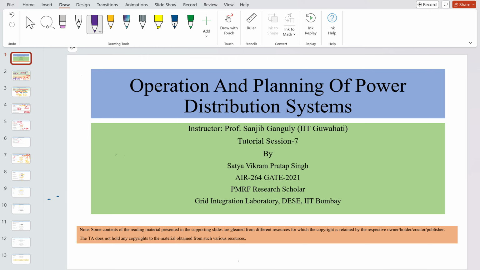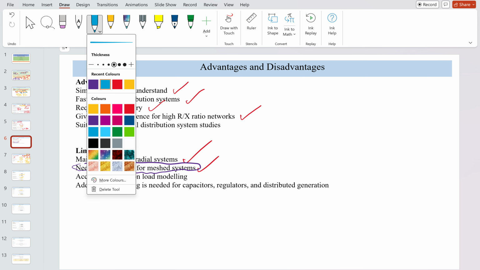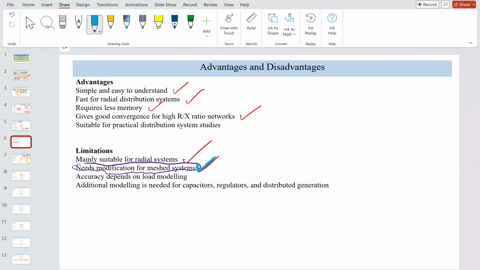Is it applicable to the mesh network? See, where I have seen the definition written here, it needed some modification for the mesh network. So it is applicable, but with certain modifications in the mesh network. Not directly can you use this method.